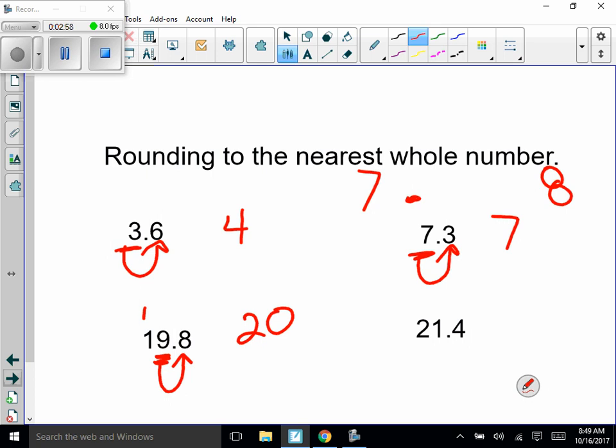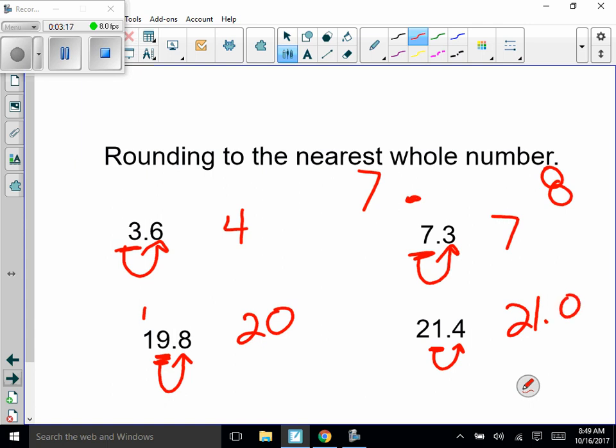Okay? Same thing over here. We're going to look at the whole number, which is the ones place. And then we're going to go to the tenths place and look at it. It's 4 or less, so we let it rest. We just take it to 21. What basically happens is that 4 or anything after it would turn to a 0.